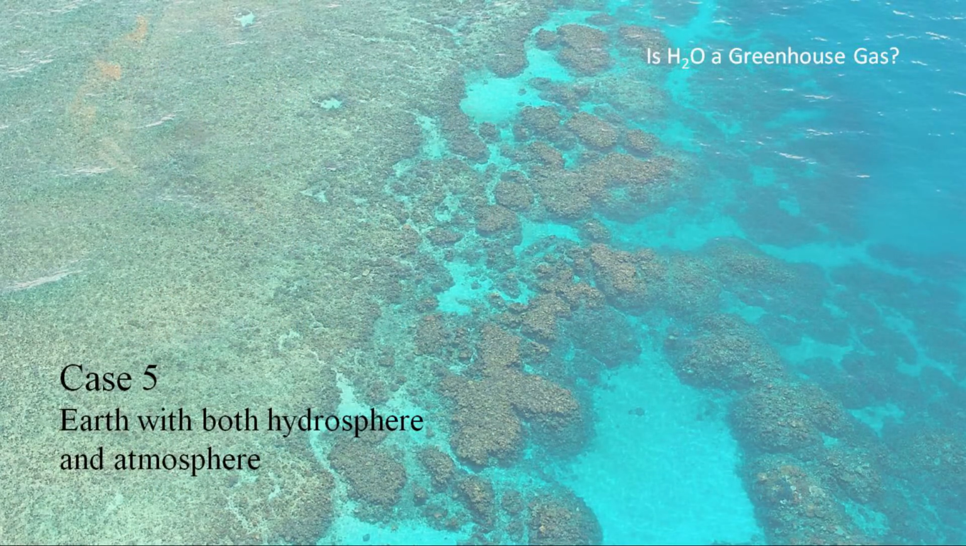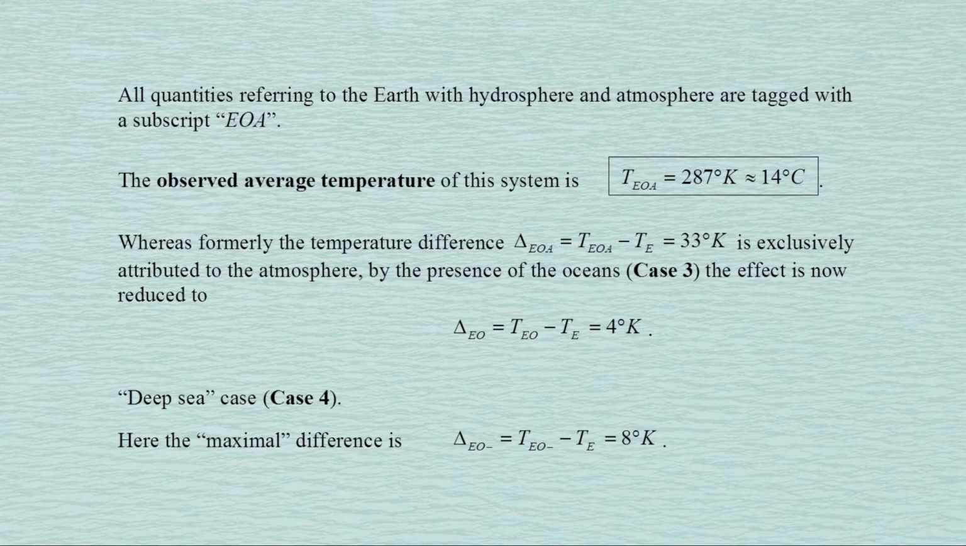Case 5. Earth with both hydrosphere and atmosphere. All quantities referring to the Earth with hydrosphere and atmosphere are tagged with the subscript EOR. The observed average temperature of this system is 14 degrees Celsius. Whereas formerly the temperature difference of 33 degrees Kelvin is exclusively attributed to the atmosphere, by the presence of the oceans the effect is now reduced to 4 degrees Kelvin. And in the deep sea case, the maximal difference is 8 degrees Kelvin.